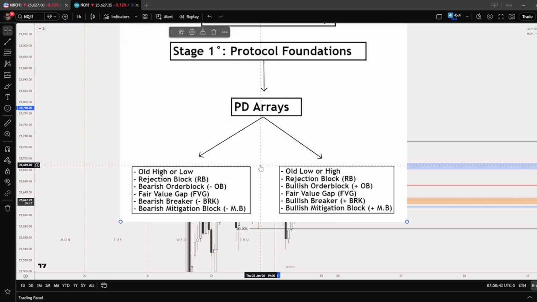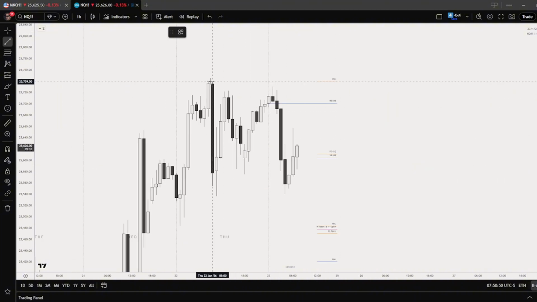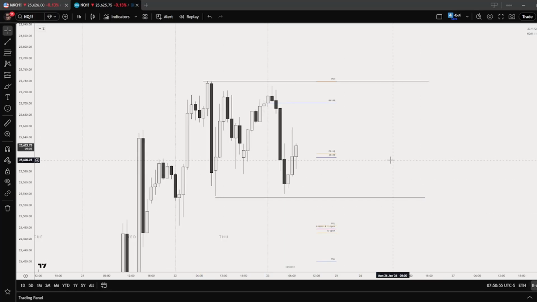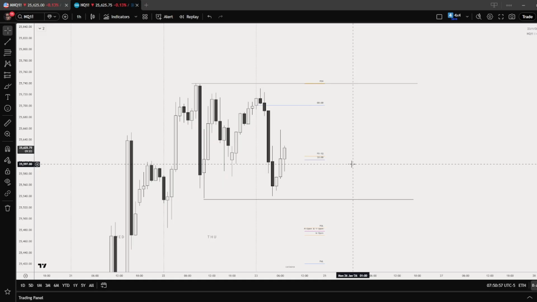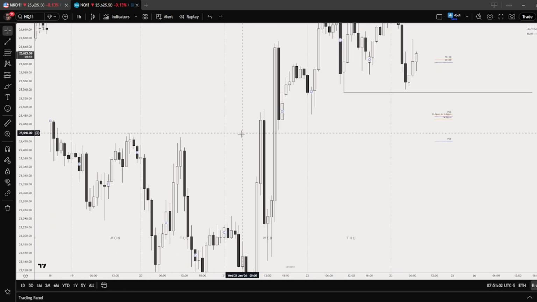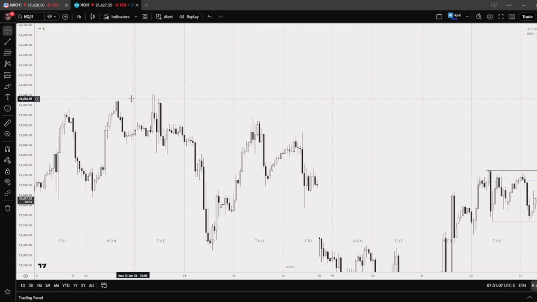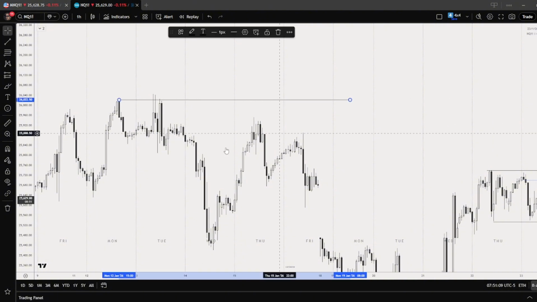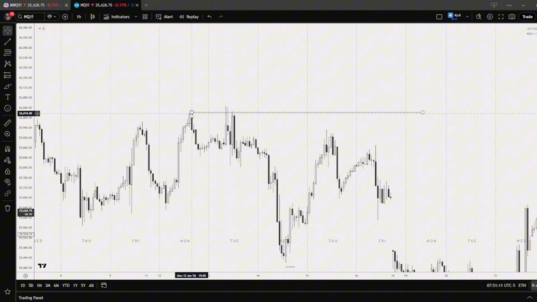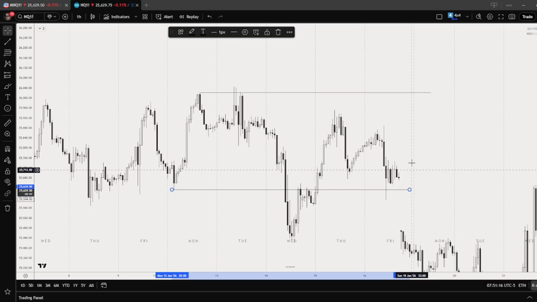As you can see, we have old high or low, so it means basically that your liquidity can also be a point of interest because price reacts to that, and we can find many examples of it. For example, Monday high, we patch the Monday high and we revert to the Monday low. Okay.